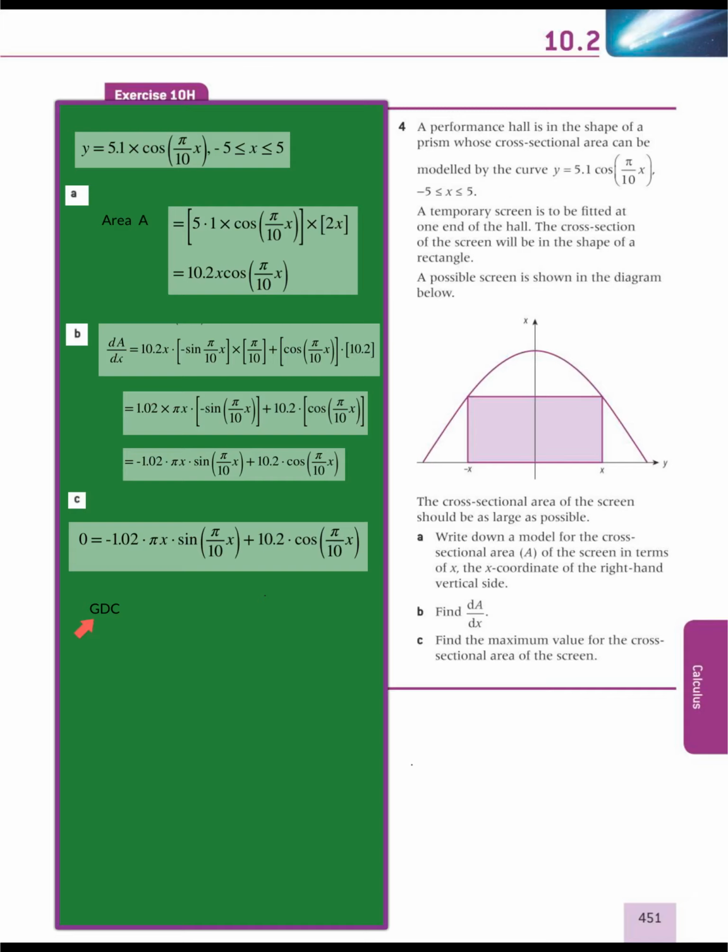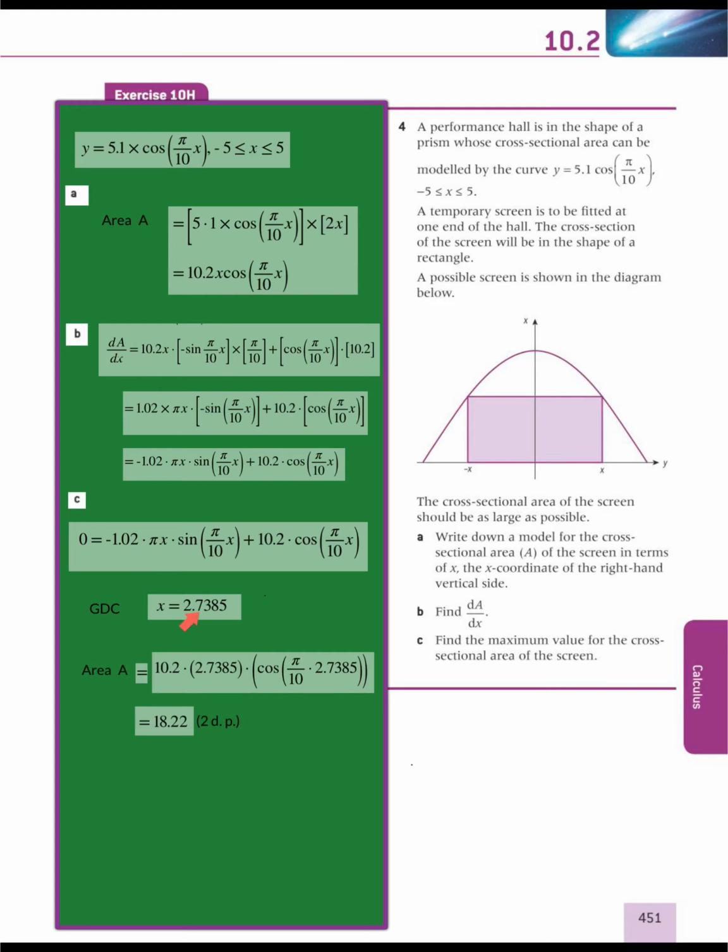We're going to use the GDC for this, the Nspire. Go to menu, algebra, and numerical solve, nSolve. That gives us a value of 2.7385 to 4 decimal places. Now what we need to do is put that x in here to find the maximum area. So let's do that.